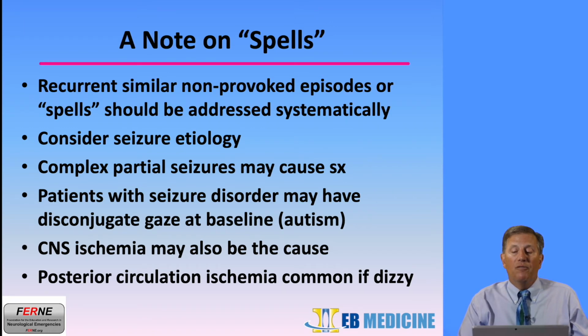Recurrent similar non-provoked episodes or spells should be addressed systematically. We should consider a possible seizure etiology. We should consider complex partial seizures as a possible cause. Patients with the seizure disorder may have dysconjugate gaze at baseline, especially those with autism, and you must note that prior to examining these patients. CNS ischemia may also be the cause of spells, including posterior circulation stroke and/or TIA, and posterior circulation ischemia should be considered, or posterior circulation TIAs, if the patient has recurrent, similar spontaneous dizzy episodes.